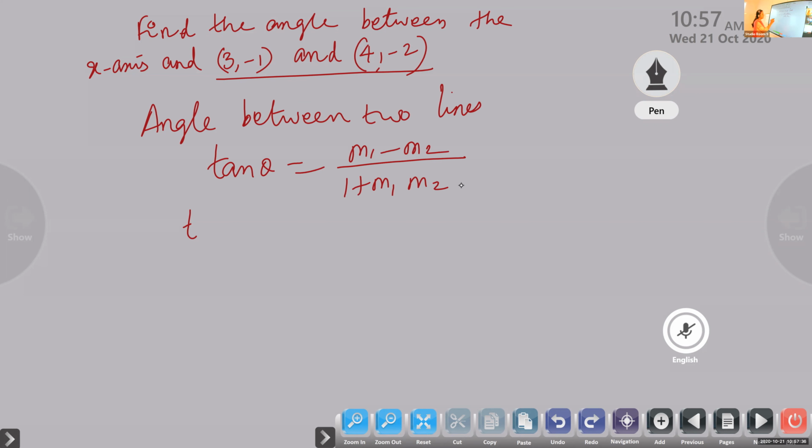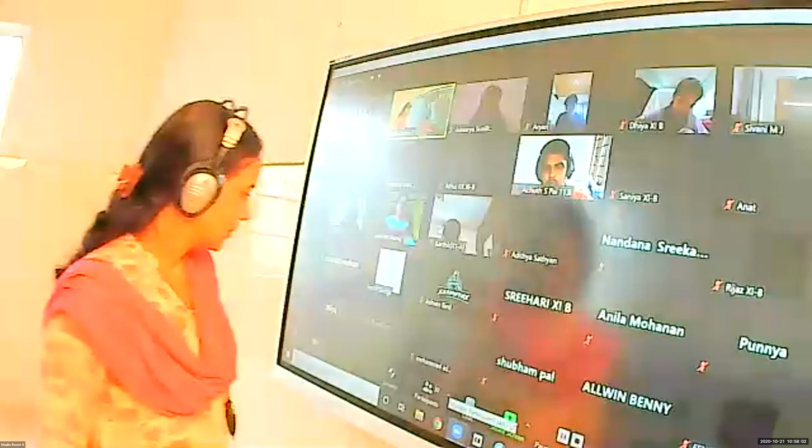So we want to find m1. What is m1? We can take m1 as the slope of the x-axis, the first line. What is the slope of the x-axis? What do we know about the slope of the x-axis? Srihari, what is the slope of the x-axis?